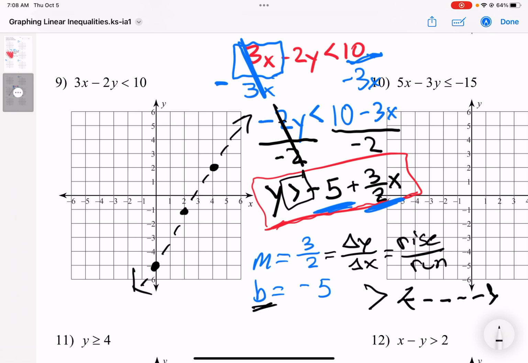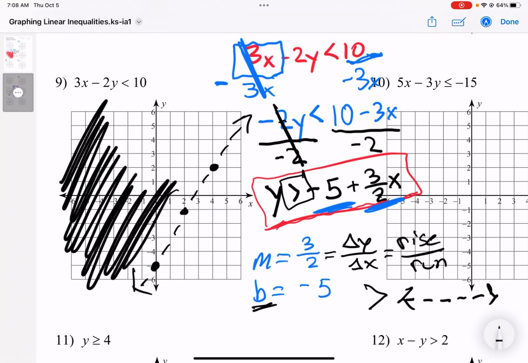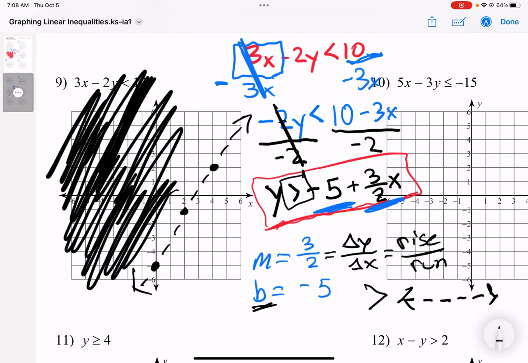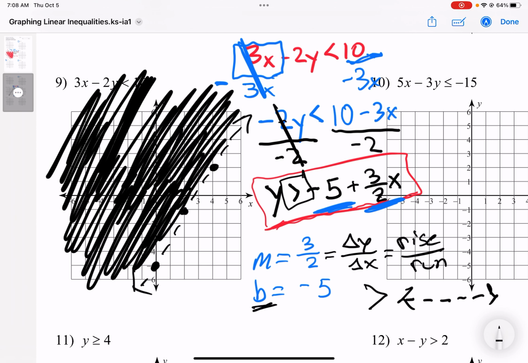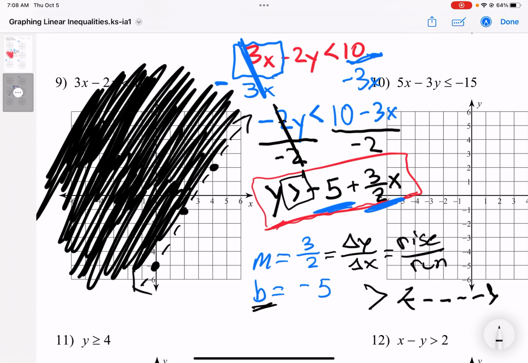And now I need to know where to shade. So many skills here, right? A greater than symbol, I'm shading up, up, and above, okay? And now we're done.